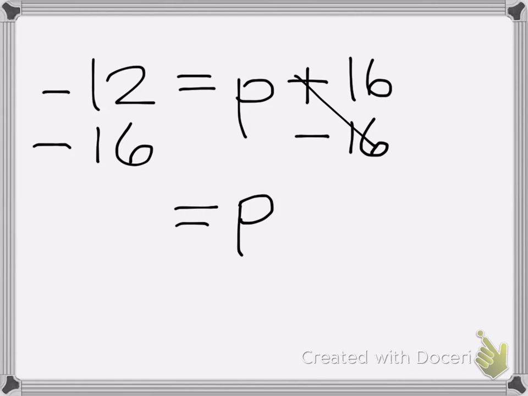When we have negative and we're subtracting is the same thing as adding a negative. So it ends up being negative 12 plus negative 16. When we're adding and we have the same symbol, we can add them together and put the negative sign. So we have negative 28.